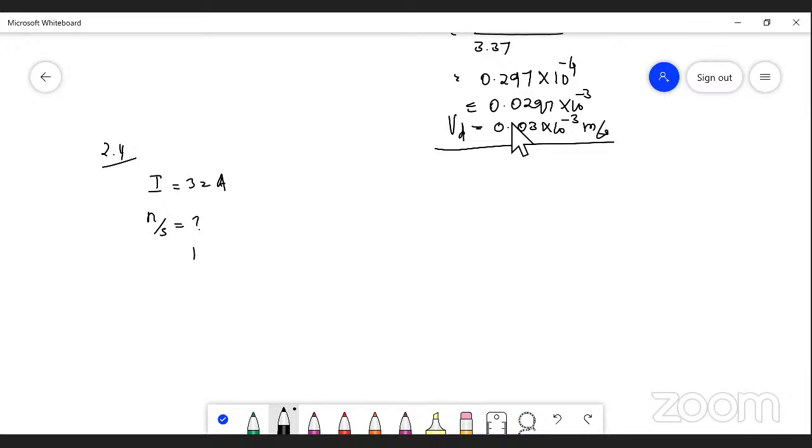As you know, the expression for current is I equals Q divided by T. From electrostatics, Q equals Ne. So if you want to calculate the number of free electrons passing through the given conductor, I can write N equals I into T divided by e. I is given as 32 ampere, time is 1 second, and e is the charge of the electron, which is 1.6 into 10 power minus 19.